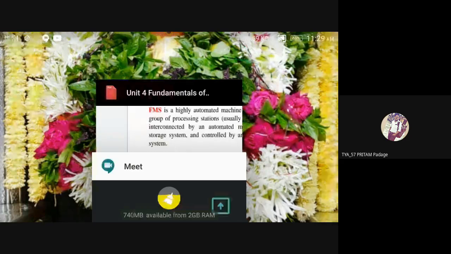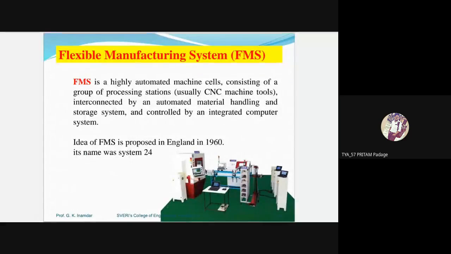So move to our point, flexible manufacturing system. Flexible manufacturing system is nothing but highly automated. It is nothing but CNC. You may take CNC as the example. Now, the idea of FMS was proposed in England in 1960. Its name was System 24. That time, whenever that system was manufactured, the name was System 24.